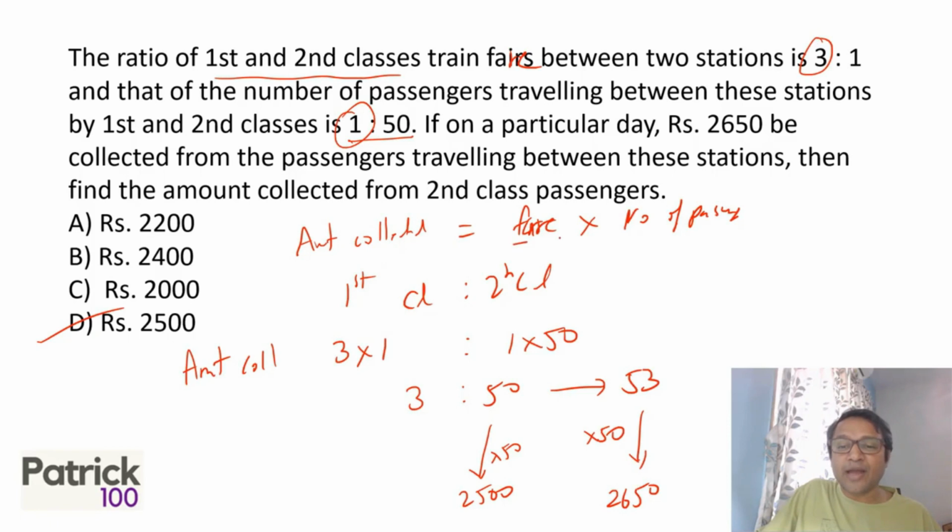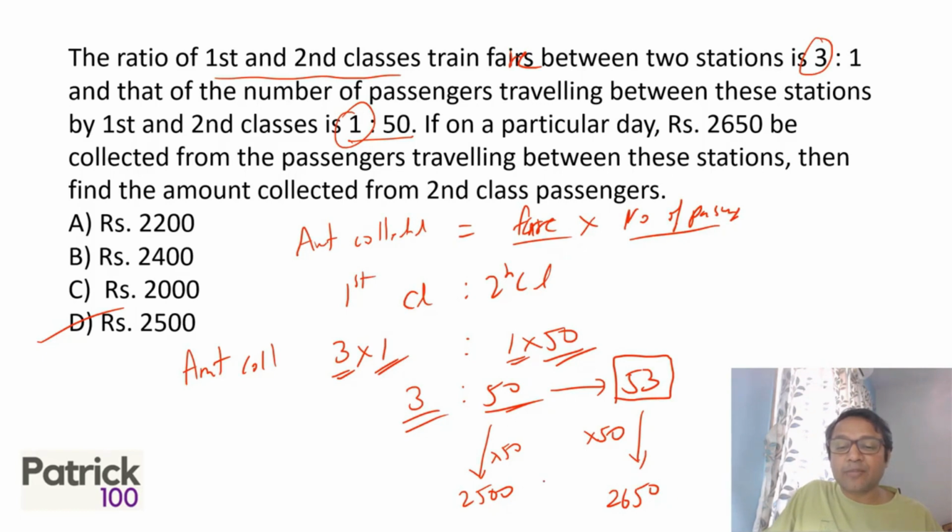Right? Amount collected is fare into number of passengers. So fare is 3 for first class, number of passengers is 1. Fare is 1 for second class, number of passengers is 50. Because we're finding a ratio, you can directly take the values like that. You'll directly get 3:50. So the total comes to 53, and 53 stands for the total amount of 2650.